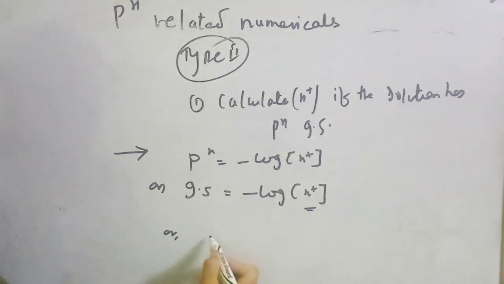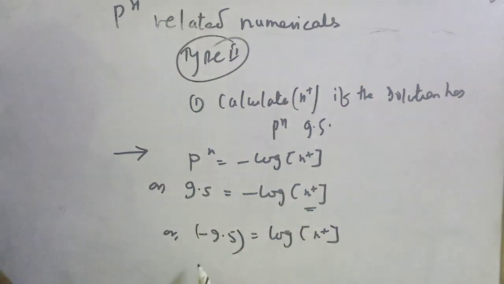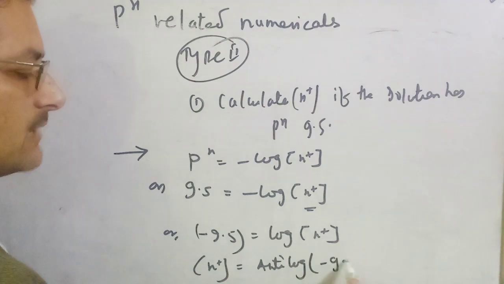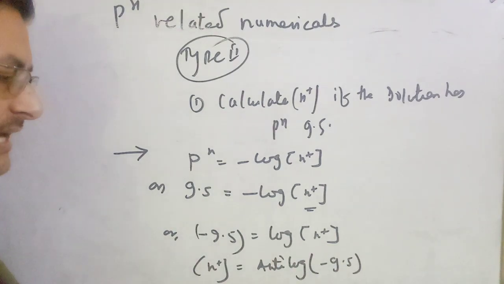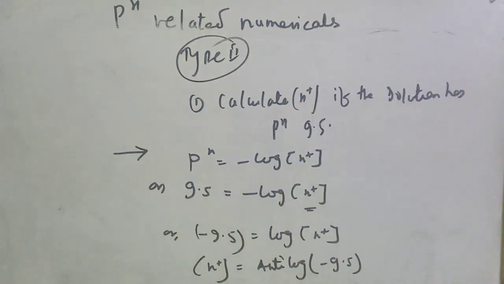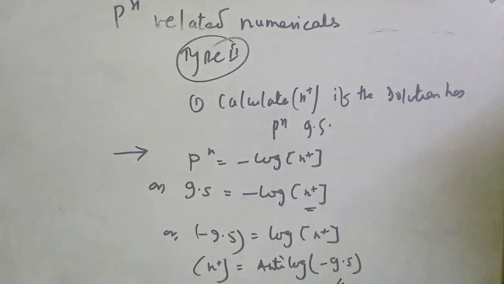So this minus sign you bring to this side: minus 9.5 equals log H plus. So H plus ion will be the anti-log of minus 9.5. What is the value of this anti-log of minus 9.5? That is the concentration of H plus in mole per liter. In the calculator you can use the anti-log function. Anti-log of minus 9.5, you just get it, and you get the H plus value. So in this way, when pH is given, you can easily calculate H plus ion. So this is type 2 problem.